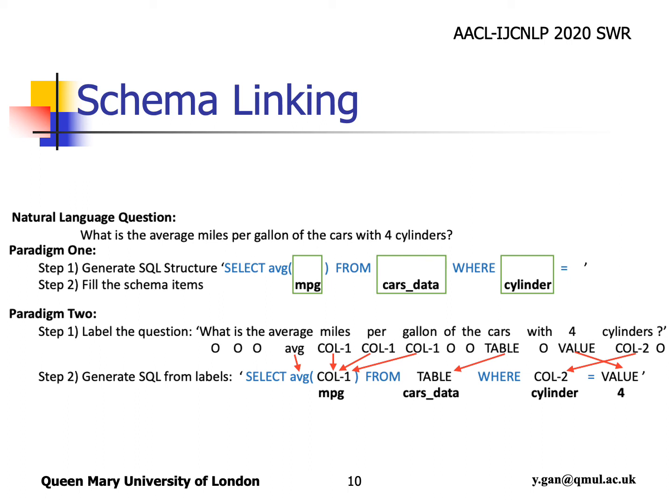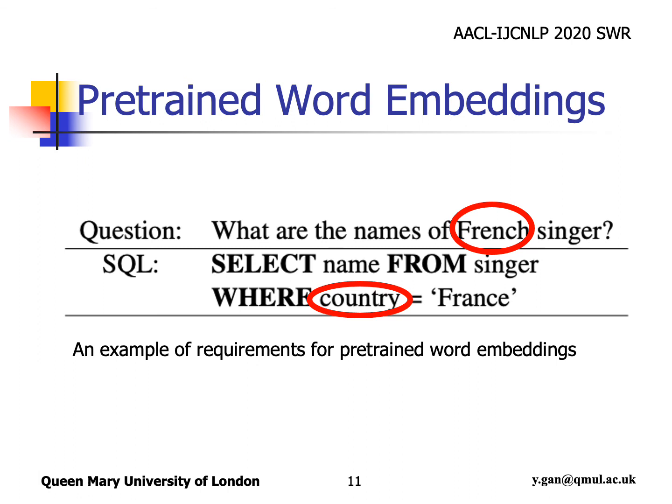Now we would like to introduce why picture-word embeddings can improve the schema linking. We give an example here. Without picture-word embeddings, it is hard to construct a link from the word French to the country column. Picture-word embeddings also improve the accuracy of SQL structure generation. Further discussion of picture-word embeddings can be found in our paper.